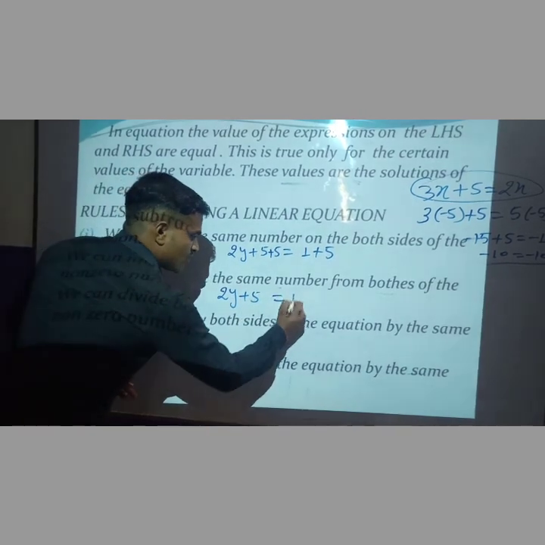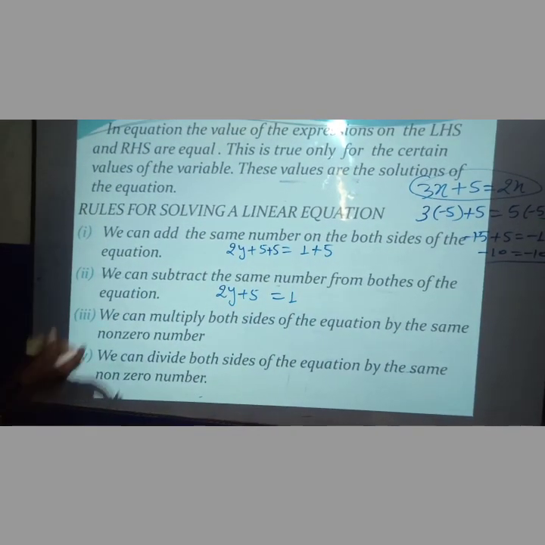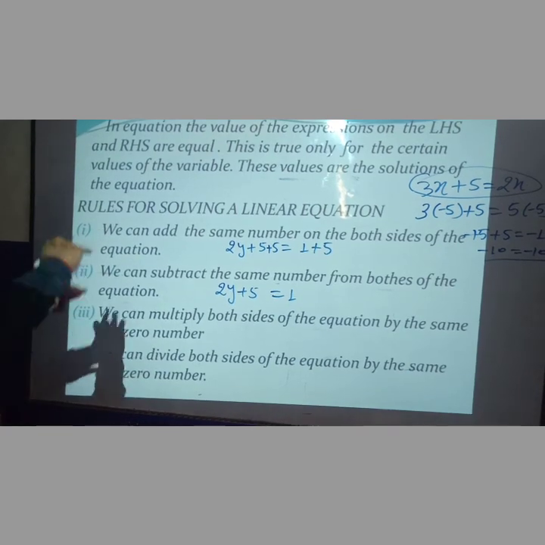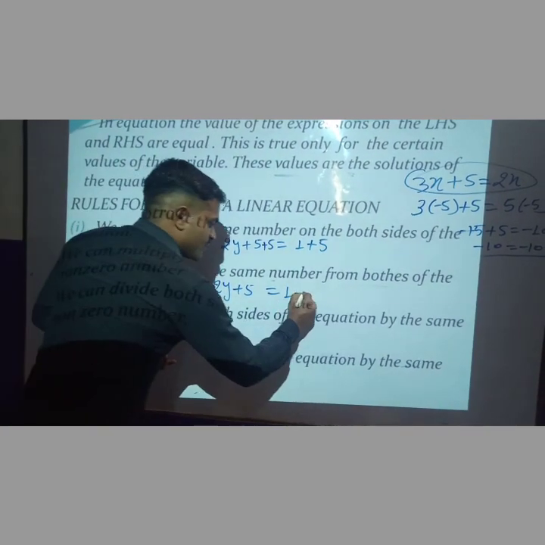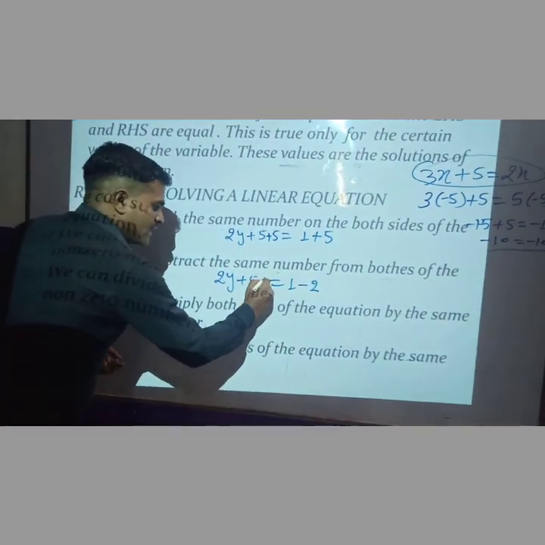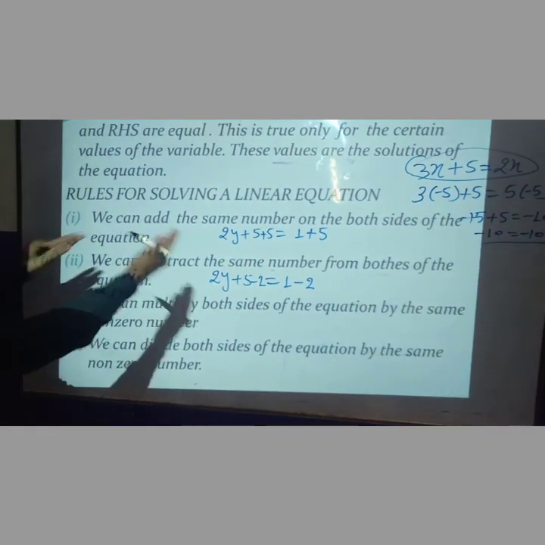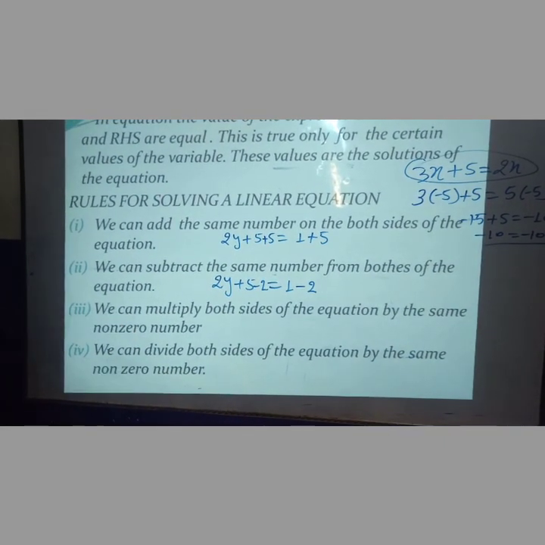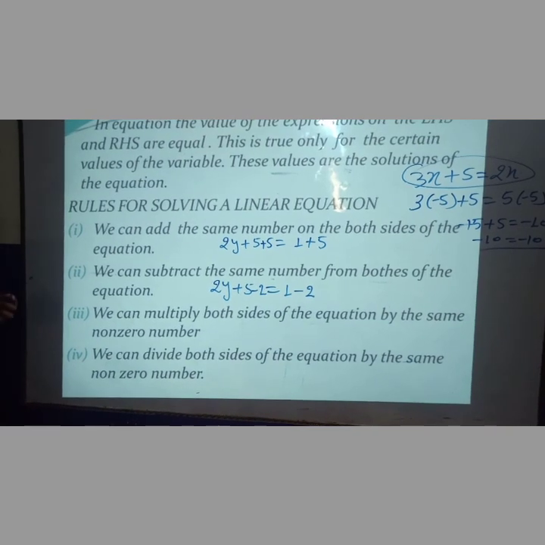2y plus 5 is equal to 1. This is the equation. Okay. So we can subtract the same number from both sides of that equation. Suppose we subtract -2 from the left hand side and the right hand side also -2. So this is equal. Like that, we can multiply both sides of the equation by the same non-zero number.